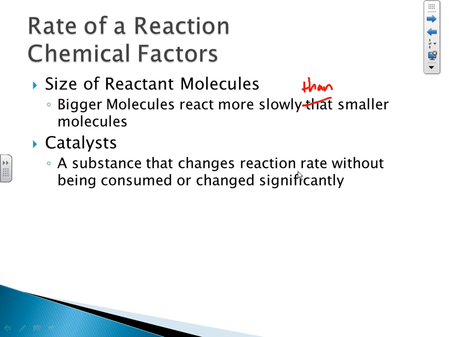And then the last thing we can do is add something called a catalyst. By definition, a catalyst is a substance that changes the reaction rate without being consumed or changed significantly. A catalyst is present with the reactants and the products of a reaction, but it does not necessarily participate in that reaction. Okay? A practical example of a catalyst.